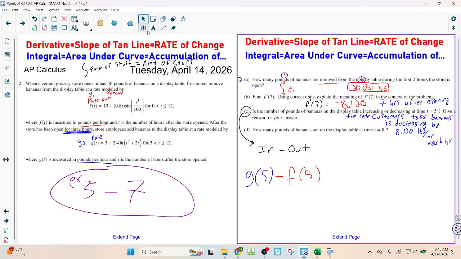13.796. I just got to write that number down. 13.796. These are the bananas being removed.